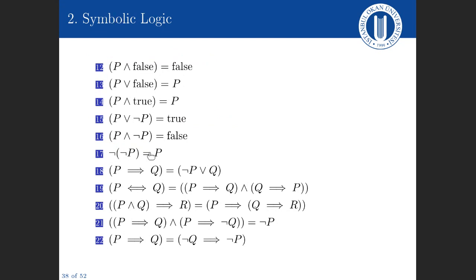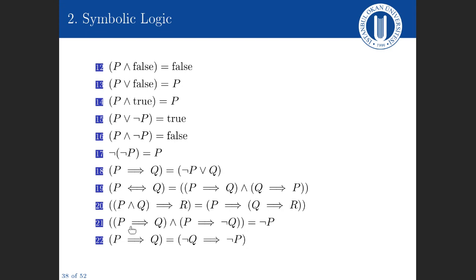Not not P is P, that's straightforward. But now it starts getting a little bit more complicated. P implies Q. I'm saying it's the same as not P or Q. P if and only if Q is the same as P implies Q and Q implies P. Well, that makes sense judging by the notation because we have double pointing arrows for if and only if. So it makes sense that that means P implies Q and Q implies P. Number 20. P and Q implies R is the same as P implies (Q implies R). Okay.